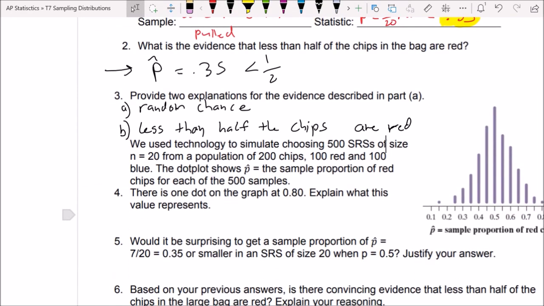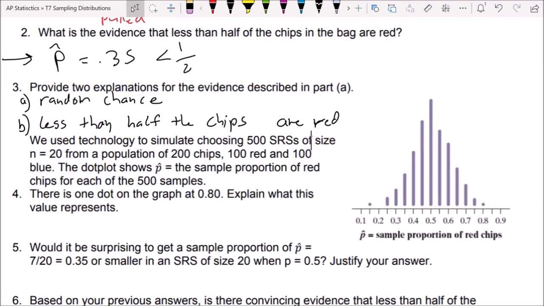Let's go down to the next one. Let's compare this result to a simulation. This is something that we've done before, right? So they did a simulation of choosing 500 samples of size 20, because Jenna only did one, from that population of 200 chips, where 100 were red and 100, apparently, are blue chips now. The dot plot on the right shows p hat, the sample proportion of red chips in each of the samples. There is a dot at 0.8. Explain what this means. That's this dot right there.